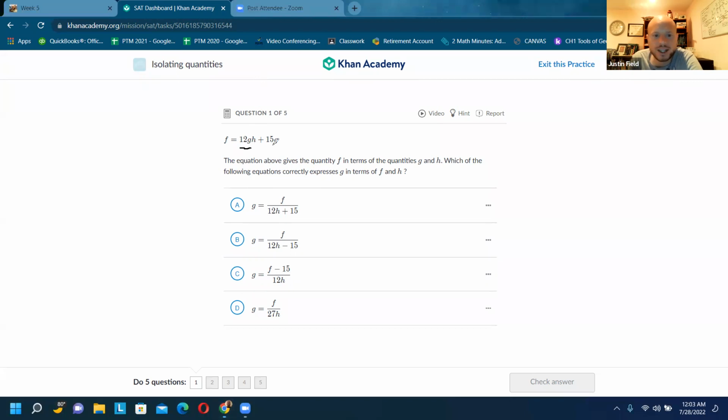So how are we going to get G on its own side? First of all, I noticed that G is in both terms, so I'm going to factor it out, and then that would be 12h plus 15, and that equals f over here, and then you can just divide both sides by 12h plus 15. And then boom, it's gone. So it's f over 12h plus 15.